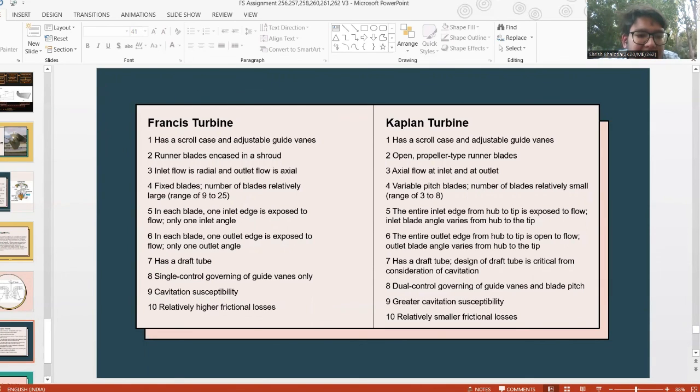The Francis turbine has a draft tube. The Kaplan turbine also has a draft tube, but the design of the draft tube is critical from the consideration of cavitation. Francis turbines are also susceptible to cavitation, but the susceptibility to cavitation is greater for Kaplan turbines.